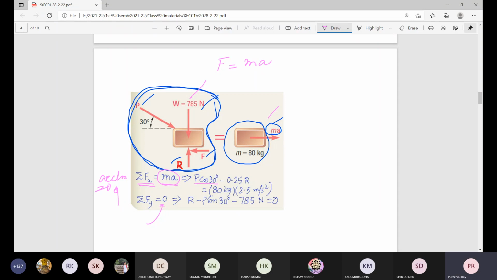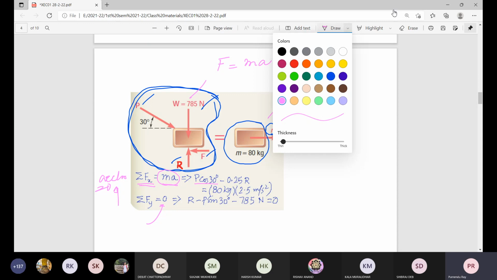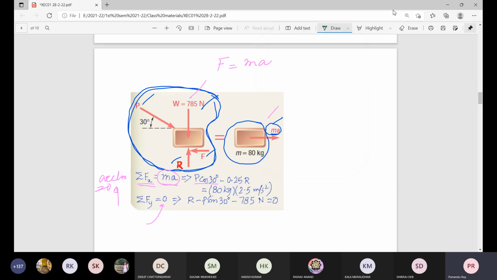Acceleration will also be variable. But anyway, we'll talk about it later. Just if we write in this manner, F minus ma is equal to 0, or F plus (minus ma) is equal to 0.